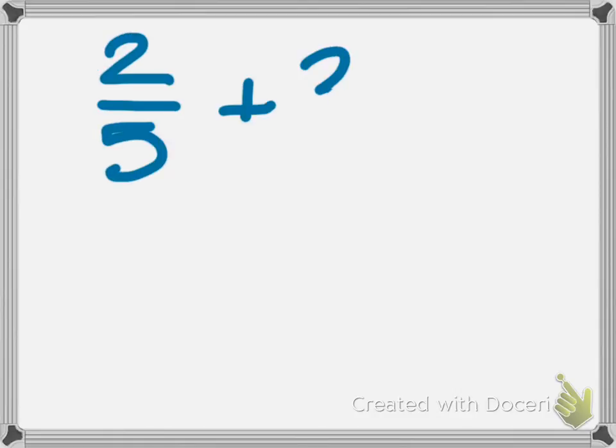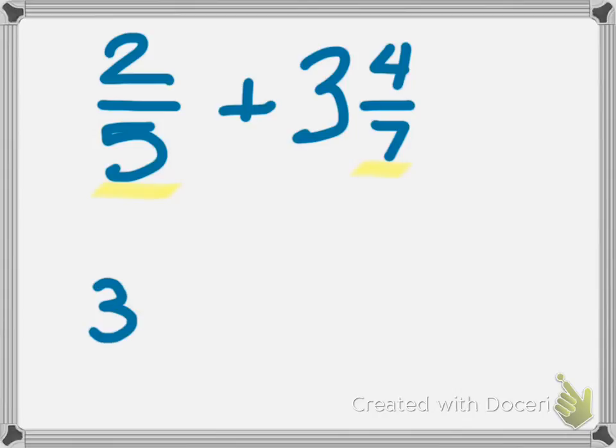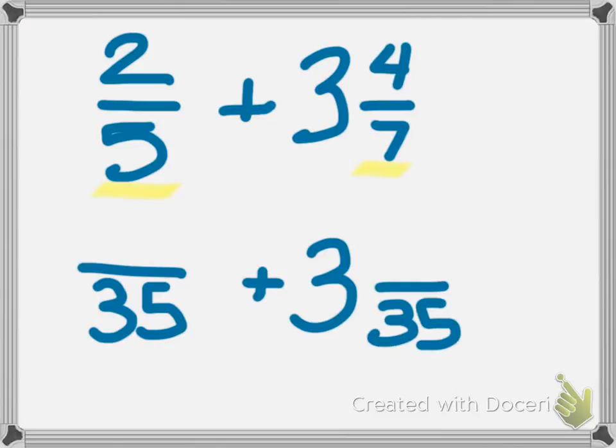Let's say, for instance, I have 2/5 and I want to add 3 and 4/7. The first thing that you're going to want to do to add fractions is to get common denominators. The numbers here, the 5 and the 7, need to be the same in order to add them. So you have to find a number that they both divide evenly into. So 5 and 7, their first common factor is 35. So we are going to change both of these into equivalent fractions, but with the denominator of 35.